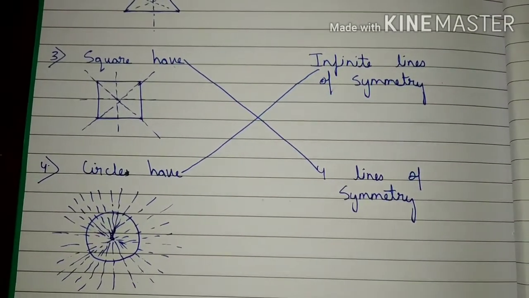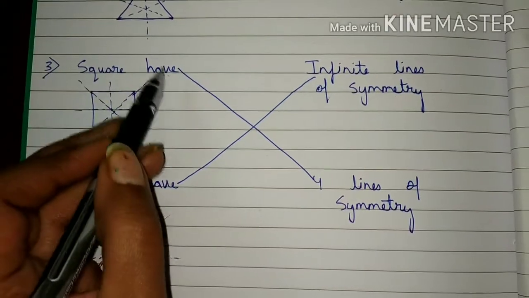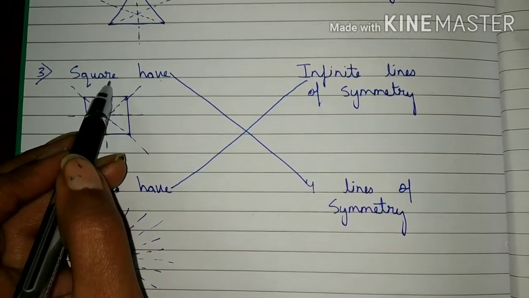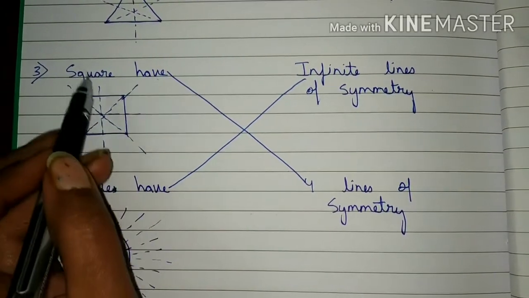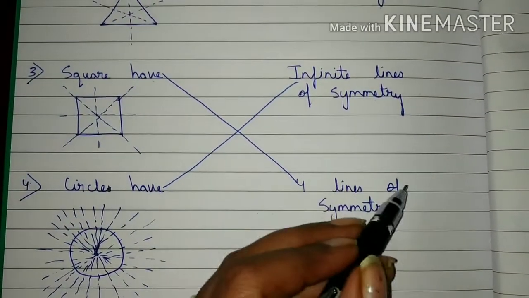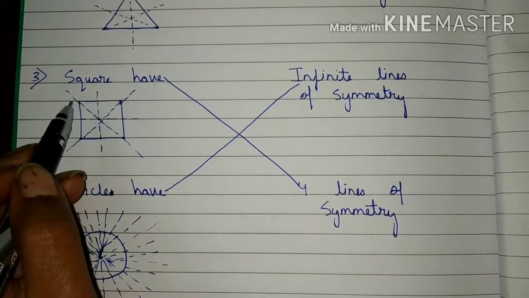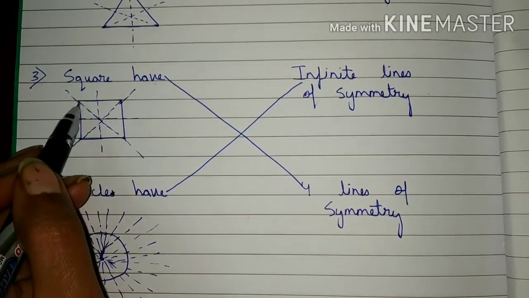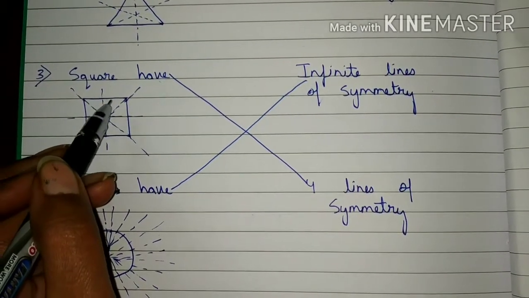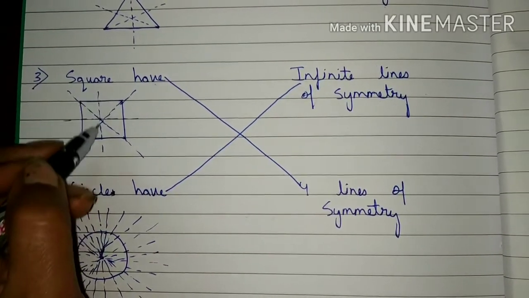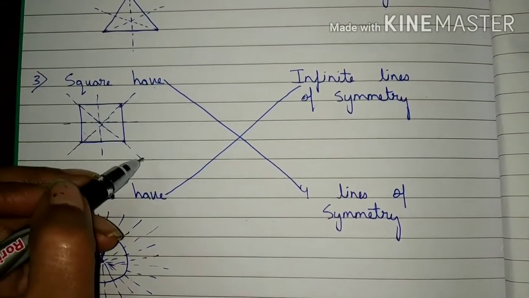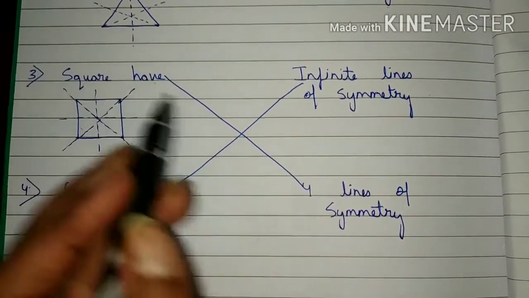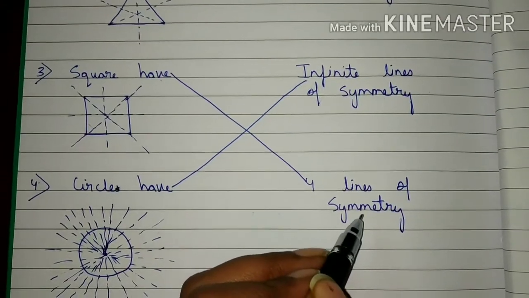Now come to question number 3. Square have. How many lines of symmetry does a square have? So, a square has 4 lines of symmetry. Now look at this figure. This is a square. You can see that a square has 4 lines of symmetry. One is this, second is this, third is this, fourth is this. So, a square has 4 lines of symmetry.